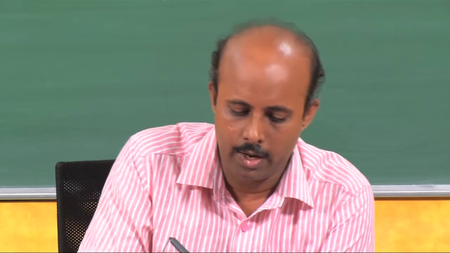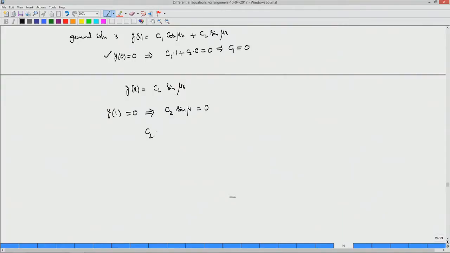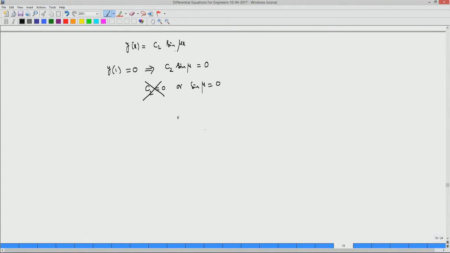But here you have c2 is 0 or sin mu equal to 0. But this case we do not take, because if you take c2 equal to 0, what you get is simply the 0 solution, which is not desirable, okay. So, this will give me, the other option is mu equal to n pi.